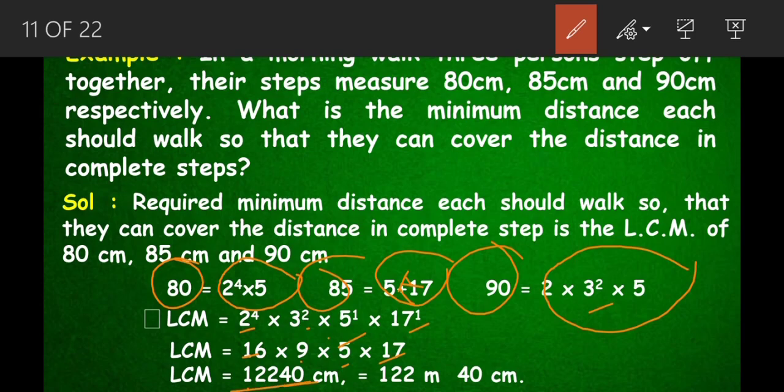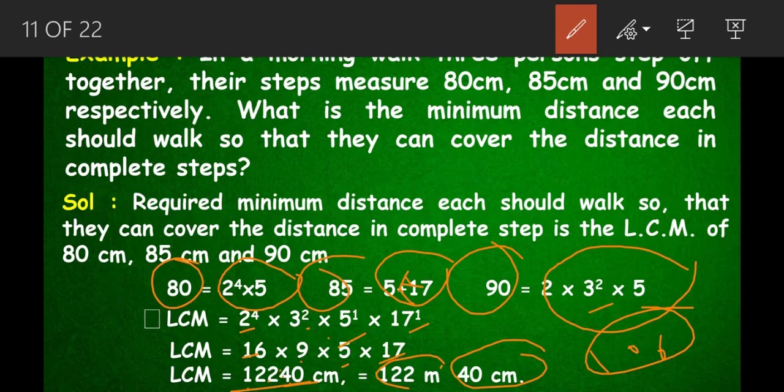12,240 centimeter. If we divide by 100, we can convert it into meters and centimeter. After 2 places from the ones place, if we keep a point, then it will become 122 meter 40 centimeter. So this is the minimum distance covered by 3 persons according to their steps.